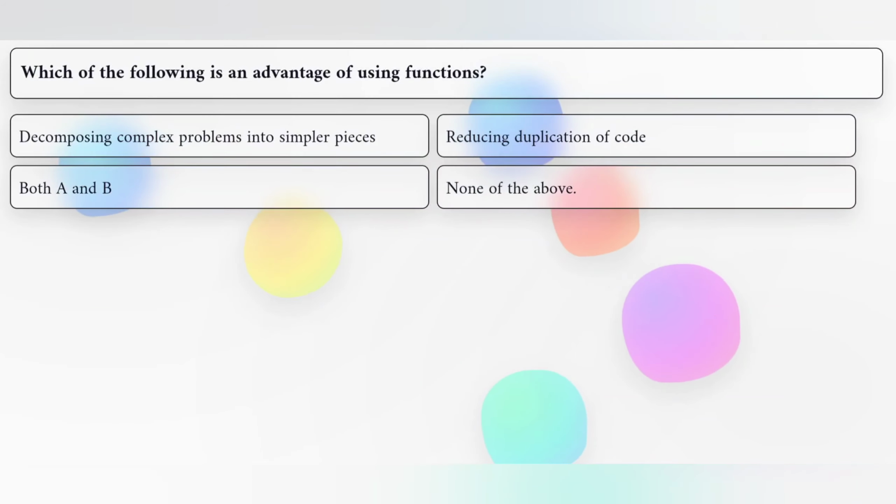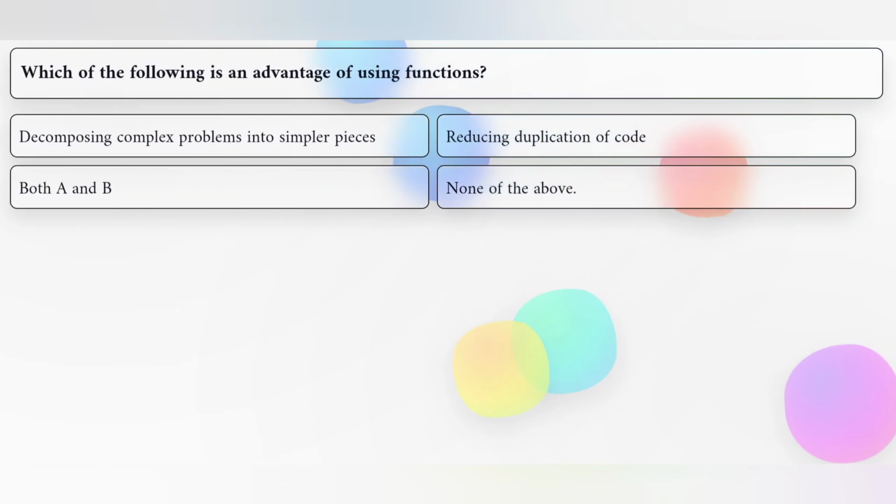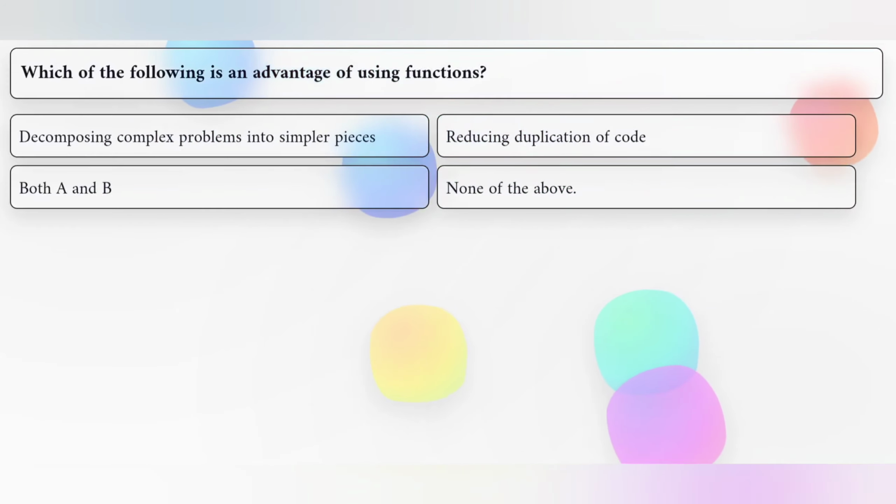Which of the following is an advantage of using functions? Decomposing complex problems into simpler pieces. Reducing duplication of code. Both A and B. None of the above.